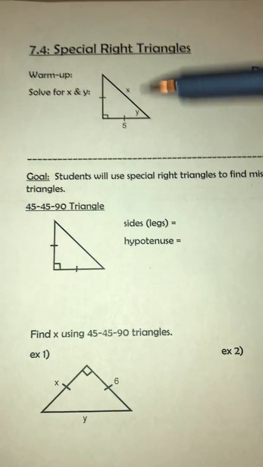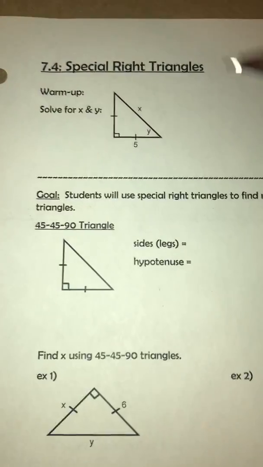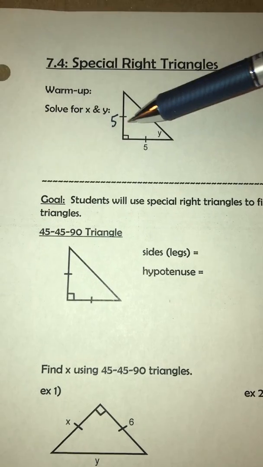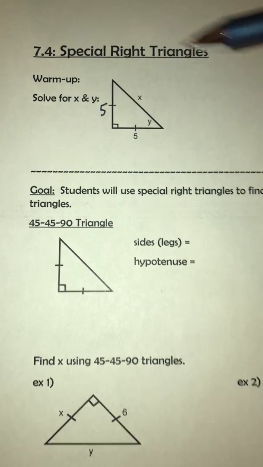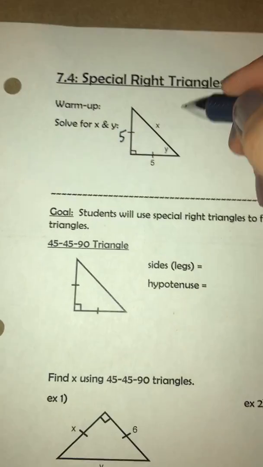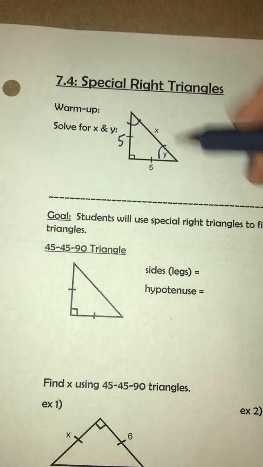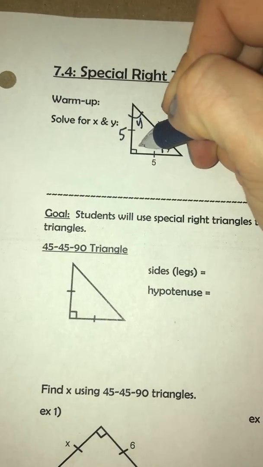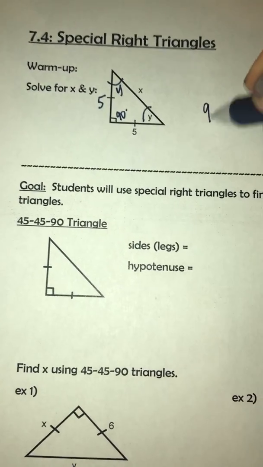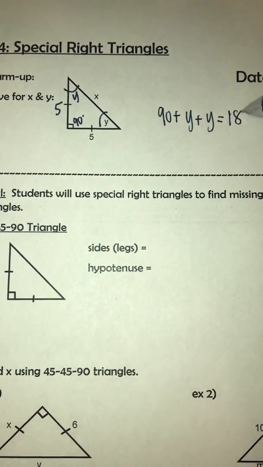So in our warm-up here, we have sides marked the same, so this has to be a 5 as well. We have a little right angle, so I know this is an isosceles right triangle. Now, if this is 90, I should know these other 2 angles because isosceles triangles have congruent base angles. So these angles are the same, so they're both y. And this one's 90, so 90 plus y should equal 180.